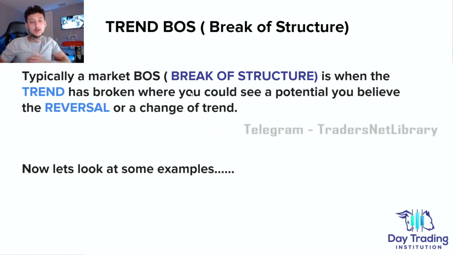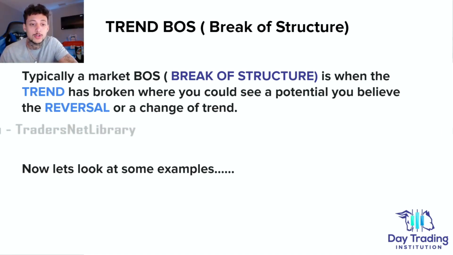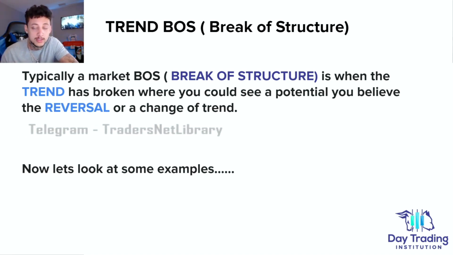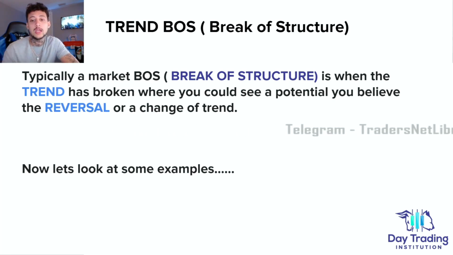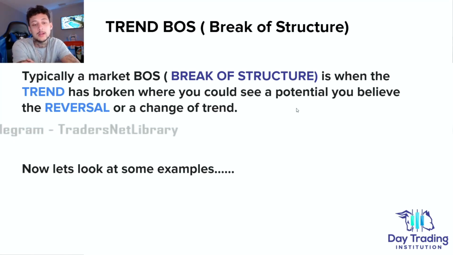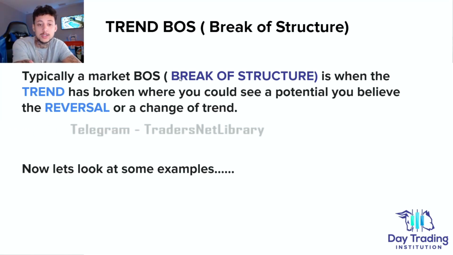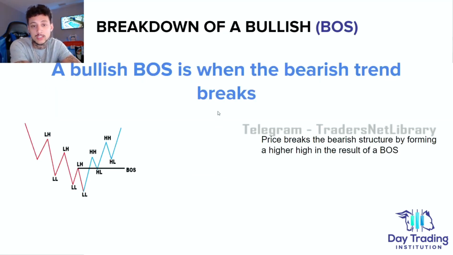Now, let's take a look at the break of structure and learn what an actual break of market structure is. Typically, a market structure break, or a BOS, in short terms, is when the trend has broken, where you could see a potential reversal or change in trend, right? So again, when price actually does break structure, most likely it will change in trend. So now let's look at some examples.